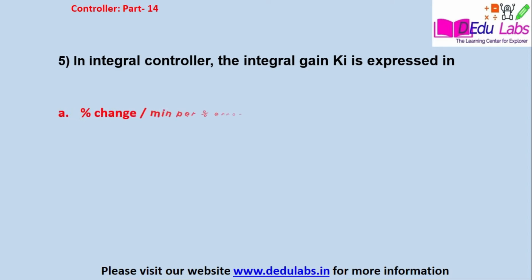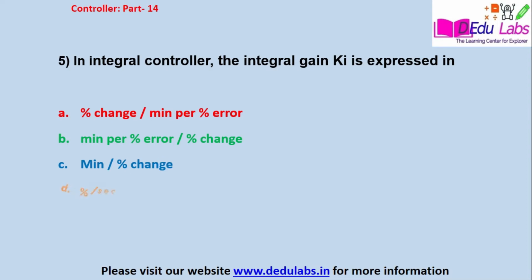Question number 5. In the integral controller, the integral gain Ki is expressed in option A, percentage change per minute per percentage error. Option B, minute per percentage error per percentage change. Option C, minute per percentage change. Option D, percentage per second. The answer is option number A, that is percentage change per minute per percentage error.